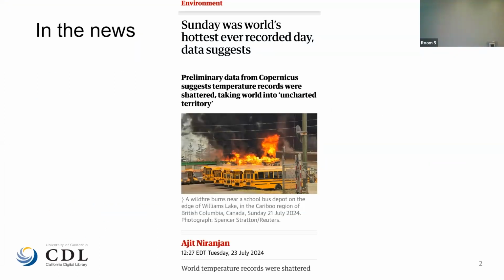So, snatched from today's headlines, or Tuesday's headline: Sunday was the world's hottest recorded day ever. And the previous hottest recorded day wasn't much before that. And so we're in an age where we need to figure out what we need to measure to figure out what is going on with our warming climate.